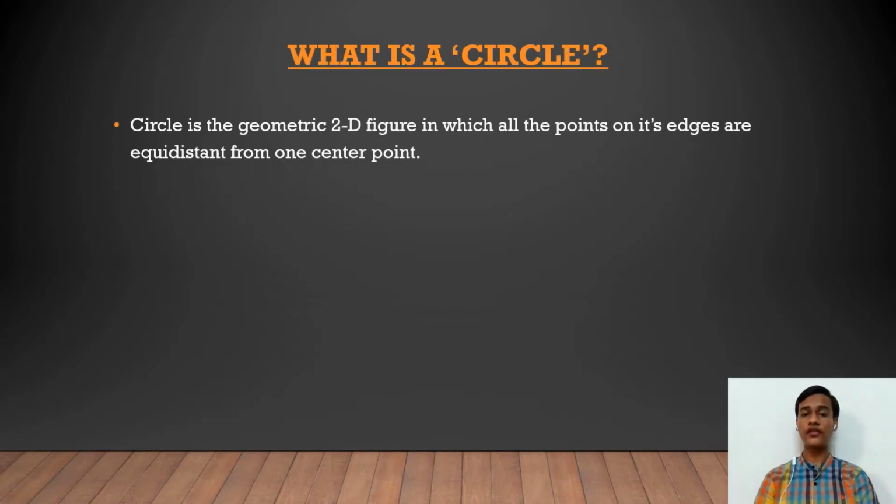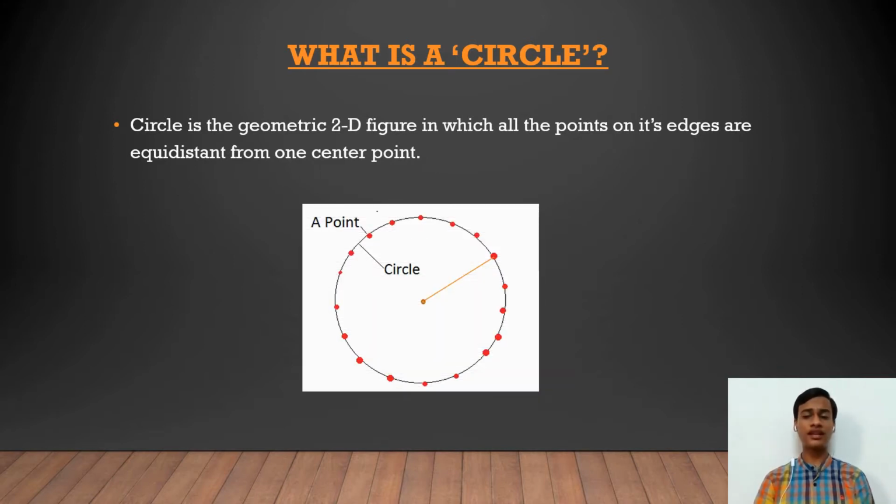Before we move forward, let us understand what a circle actually means. A circle is a geometric 2D figure in which all the points on its edges are equidistant from one center point. Let us understand this statement with the help of this figure. In this figure, we are able to observe that all the points on the edge of the circle are equidistant from this one center point. It means the distance between any point on the edge of the circle and the center is going to be the same.